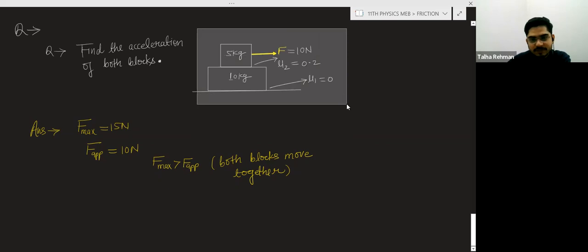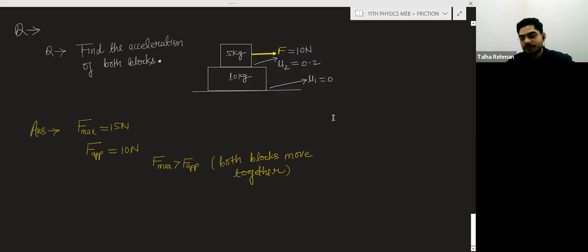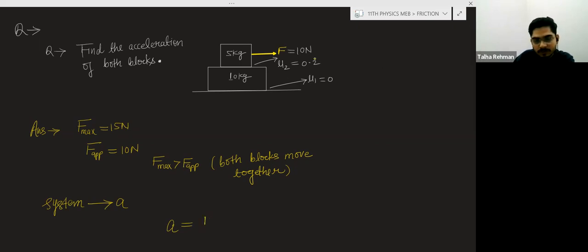Consider this whole as a system. The system is moving with an acceleration a. So acceleration is equal to net force divided by net mass. What is the net force? 10 Newton. The net mass is 15 kg. So the answer will be 2/3 meter per second square. And you can also solve this question by drawing the FBD and all that. Okay, so write down.